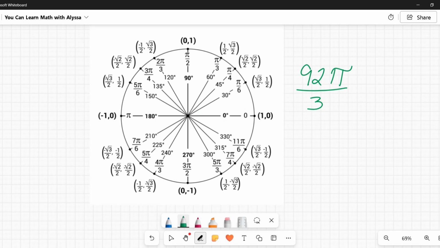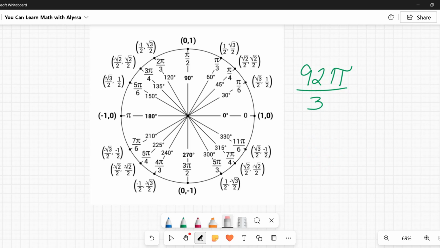Now, when you look at the coordinates, this is a circle with a radius of 1, and it goes all the way around. Each coordinate at a point is x and y. The x value is your cosine. The y value is your sine. And to find tangent, you're going to put sine over cosine.